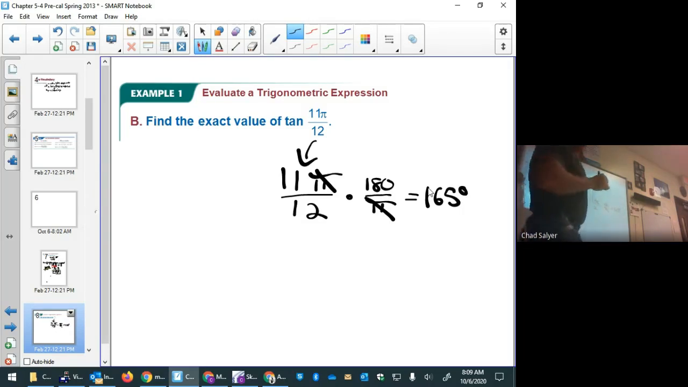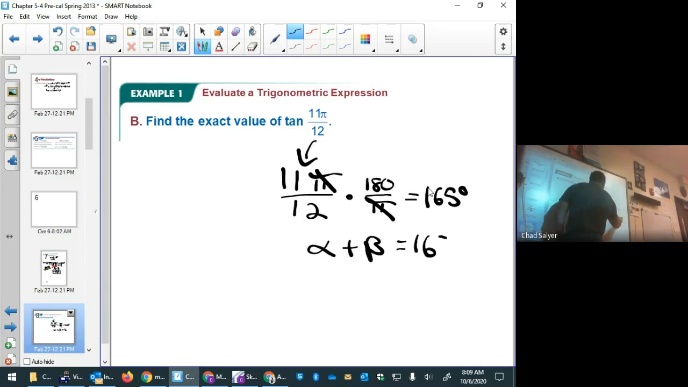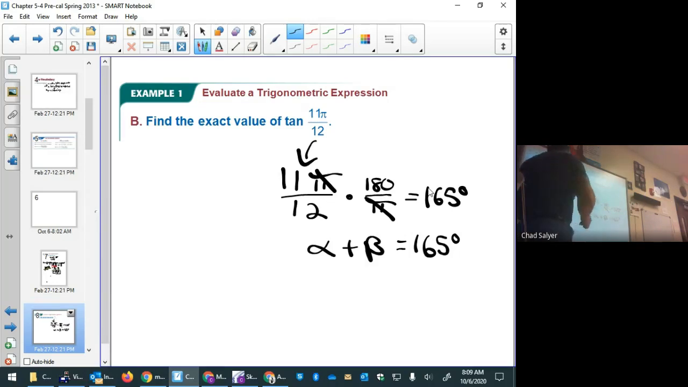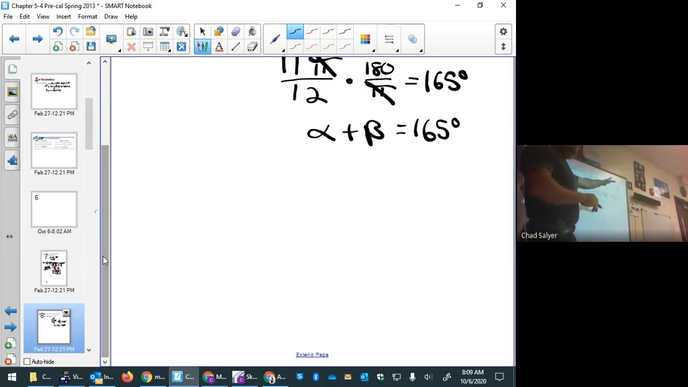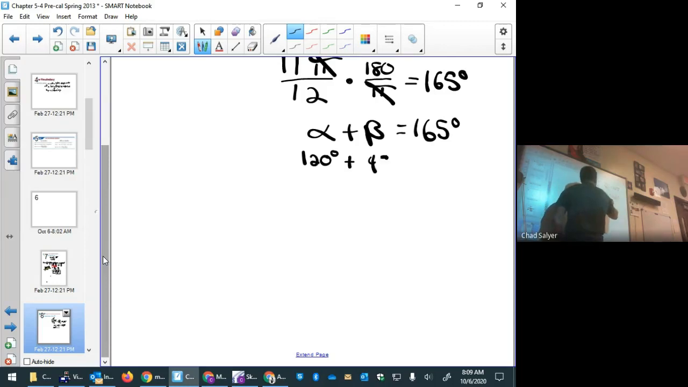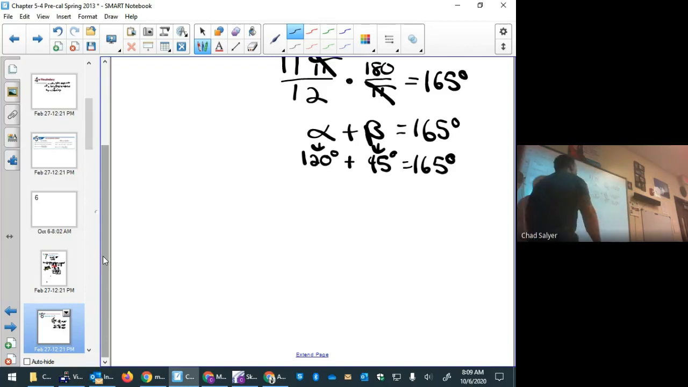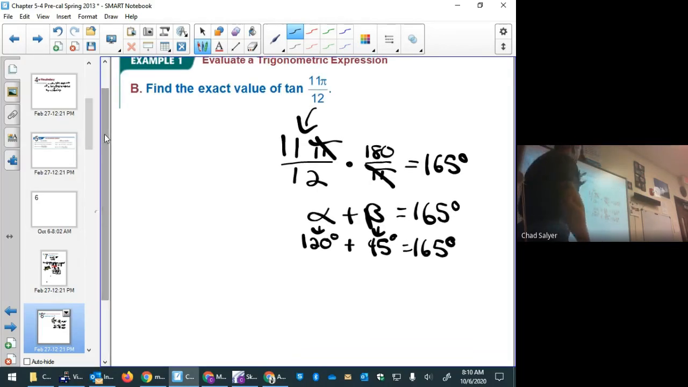So what two values on the unit circle add up to 165 degrees, Mason? 120 and 45. So there will be numerous answers, and I could write differences that are 165, but the one you said works perfectly. So 120 degrees plus 45 degrees equals 165 degrees. So we're going to let alpha equal 120 and beta equal 45. And we want the tangent sum formula.